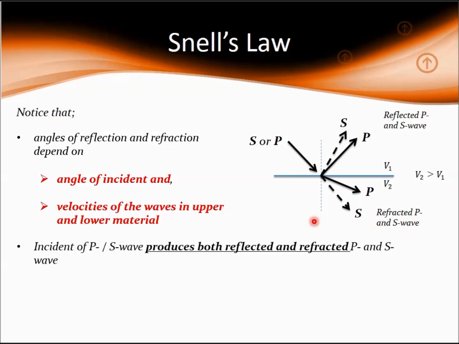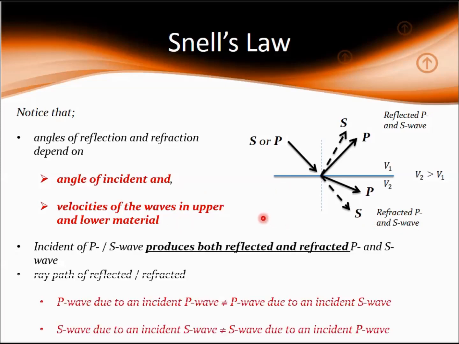So the angle of reflection and refraction depends on the angle of incidence, meaning that if you change the angle of incidence, the resultant ray path will be different as well. The same goes for the velocity of the 2 layers. The angle of refraction will vary as the velocities of the 2 media are different.